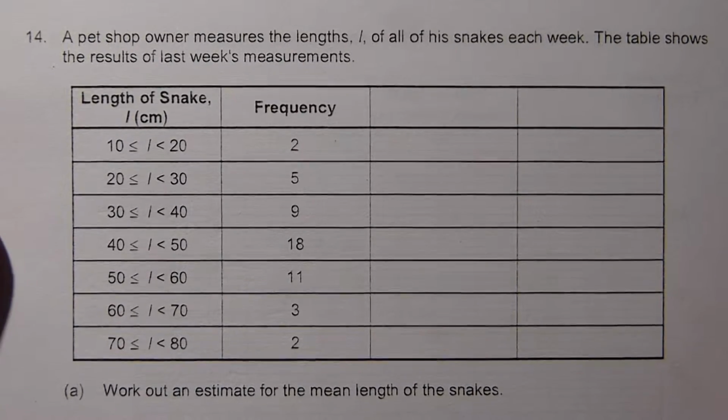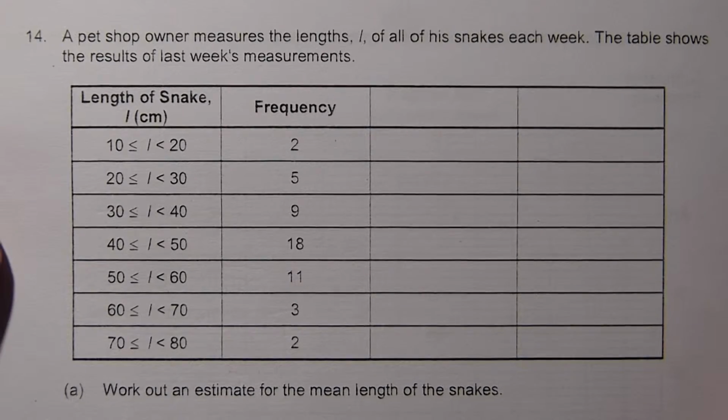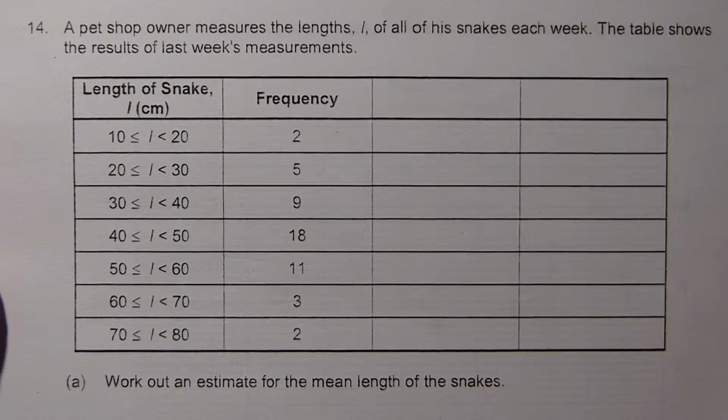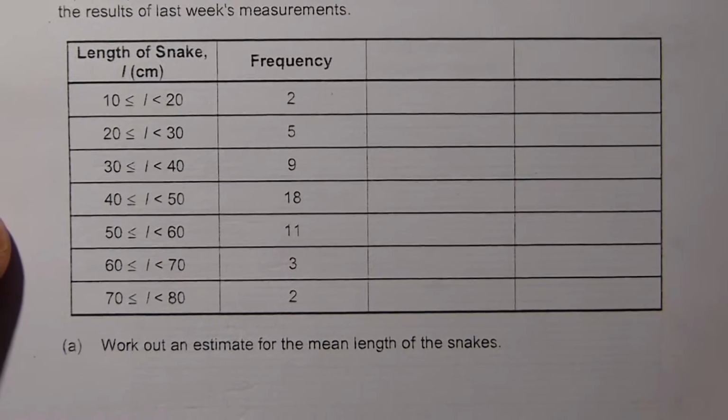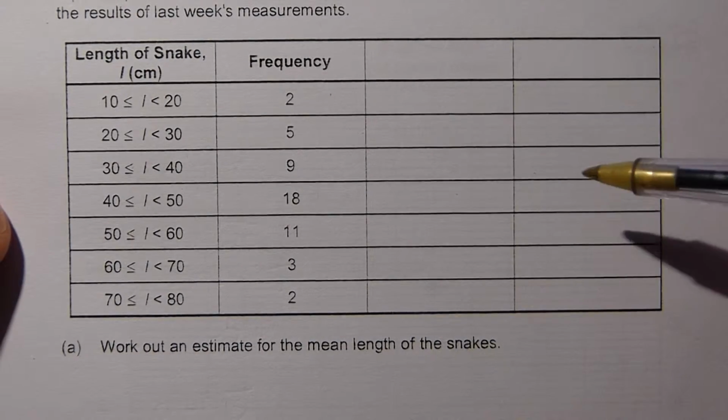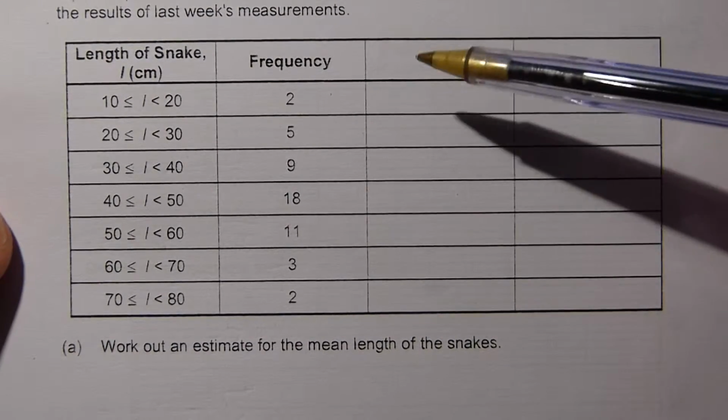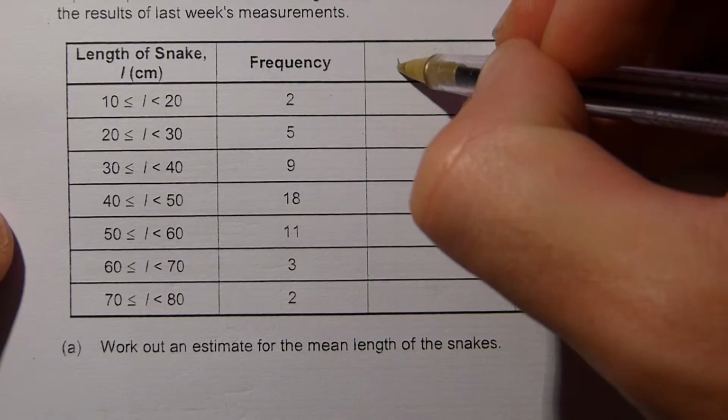Question 14. Classic mean from a table. Here's some information. It's asking us to work out an estimate for the mean. They've even been as helpful as to give us two empty columns to fill. The first column we're going to use for the midpoint.